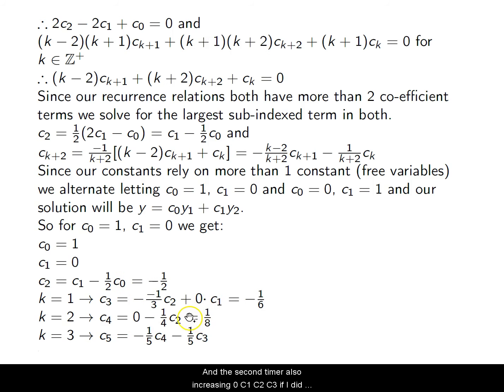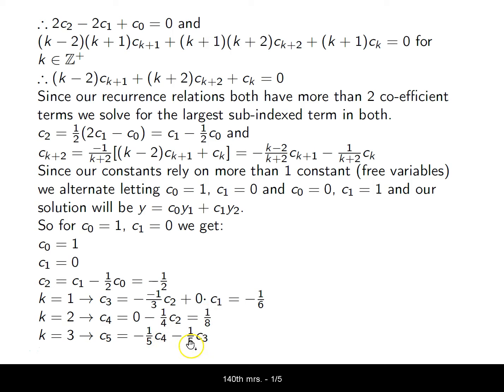c0, c1, c2, c3. If I did one more, it would be times c5 and c3, times whatever I needed to plug in here. Okay, so there's always a pattern here. So what is c4? That's the last one I had, 1/8. c3 was the one before that. So this is negative 1/5 times 1/8, or 1/40th.